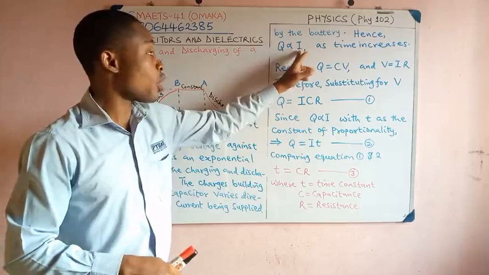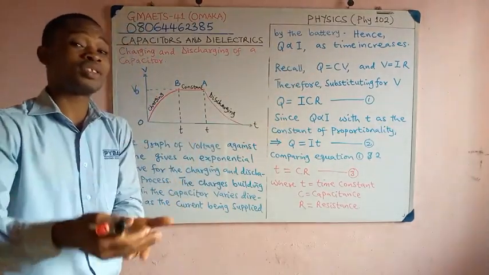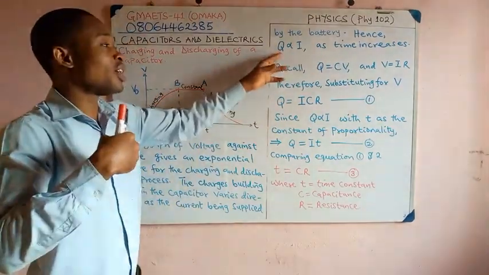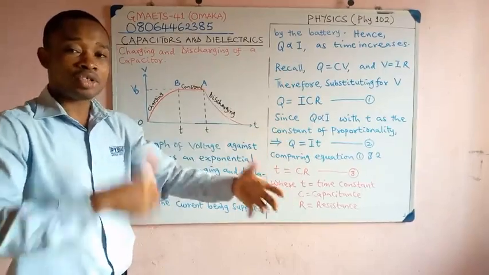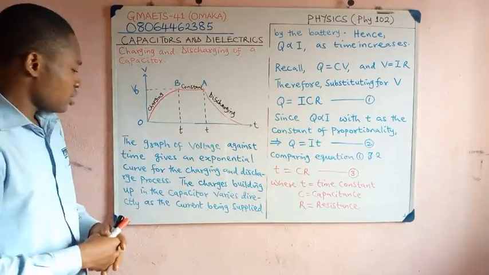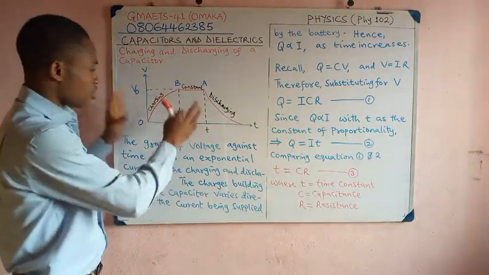Charge is directly proportional to current supplied. And this happens with time. Which means that as time increases, the charge buildup will increase as the battery supplies more current. We stated that this is an exponential curve already.